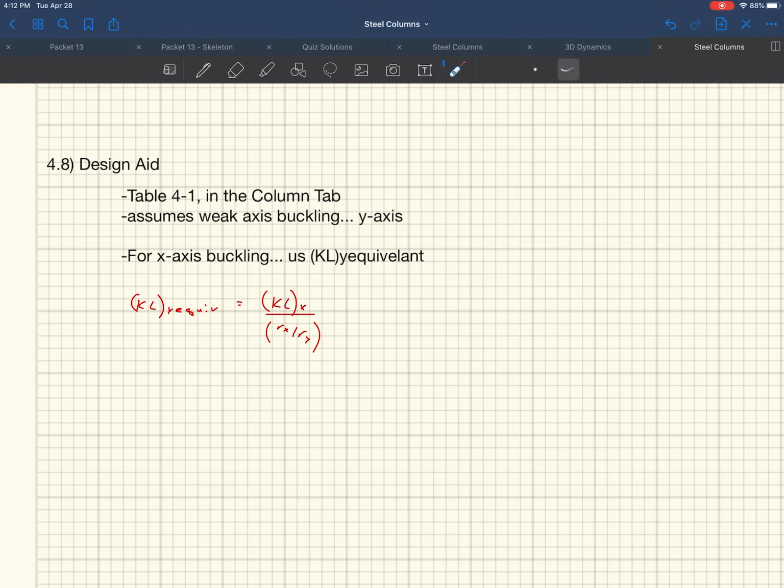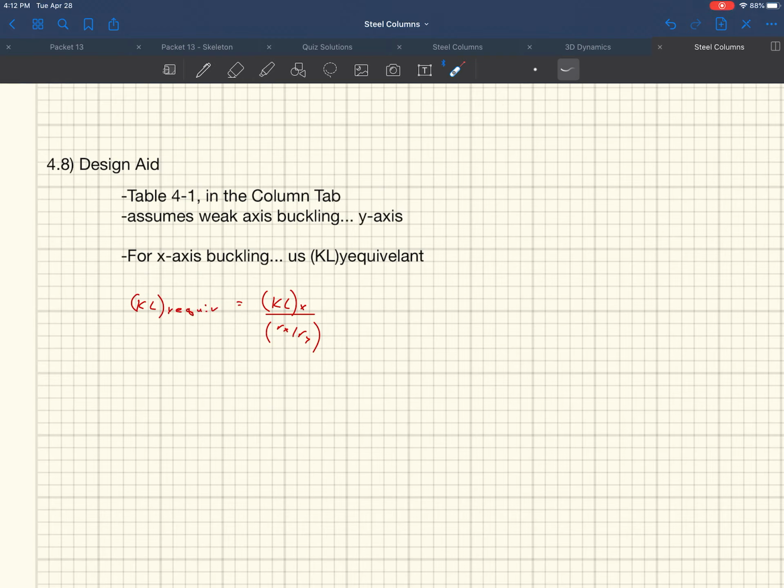What you're ultimately doing is this is a bigger number, and you're dividing by a number greater than 1, so you're looking at a smaller number. What you're really after is at what load will the thing buckle about its strong axis. It'd be great if you just had a table based off of the strong axis so you could look up that capacity, but we don't have one of those.